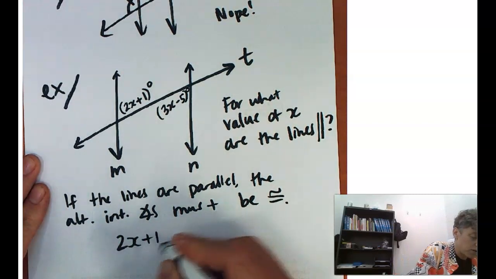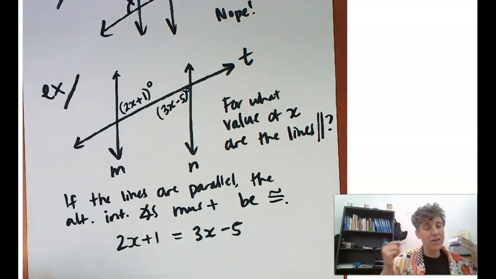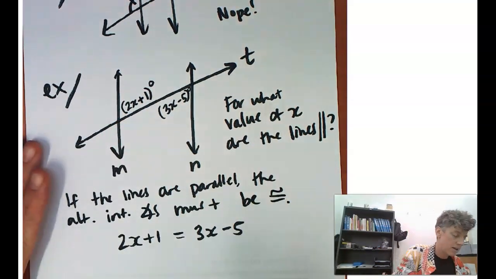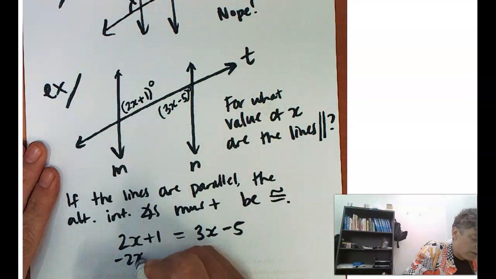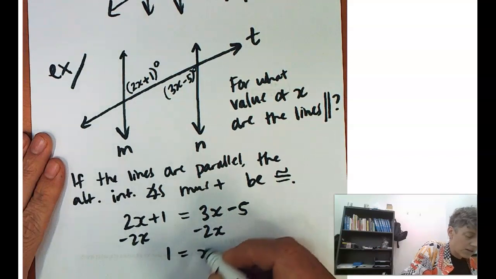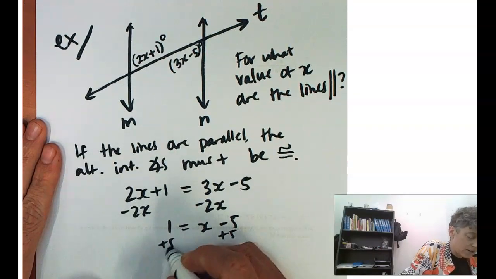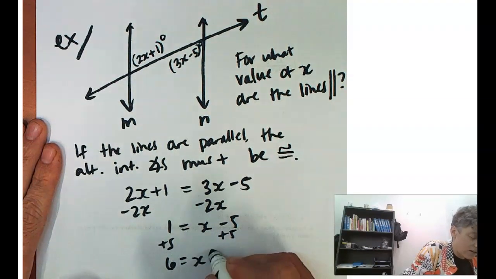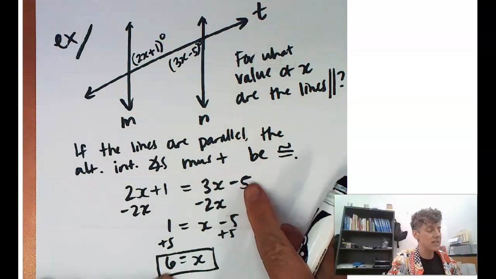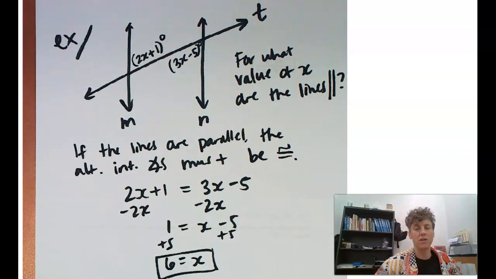2x plus 1 needs to be equal to 3x minus 5 if these lines are going to be parallel, because they are alternate interiors. So let's do a little solvey, mathy. Subtract 2x on both sides to get 1 equals x minus 5. Add 5 on both sides and get 6 equals x. So if x is equal to 6, then the alternate interior angles are congruent, and therefore the lines are parallel.